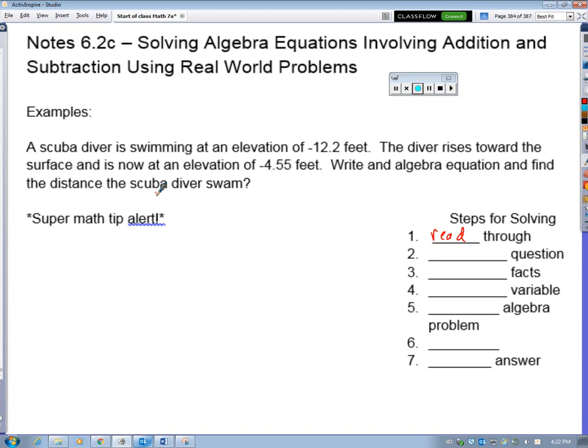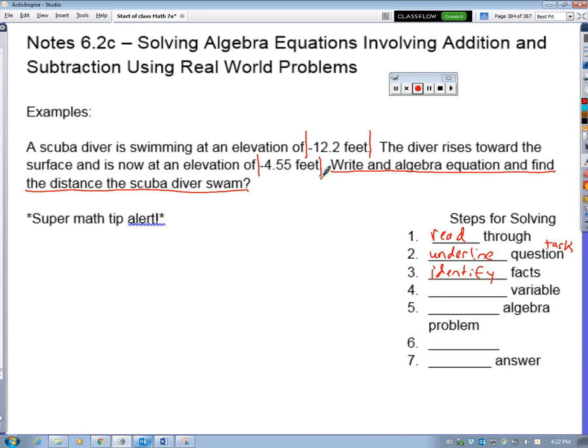Alright, so step number two is underline the question or the task. Sometimes we have a question or we have a task. This time we have a task. We want to write an algebra equation and find the distance the scuba diver swam. And then step number three, we want to identify the facts. We've been through these steps before. Identify your facts. Here's our first one. We know that the scuba diver was swimming at this elevation. The diver rises toward the surface and is now at this elevation right here. Those are our math facts.